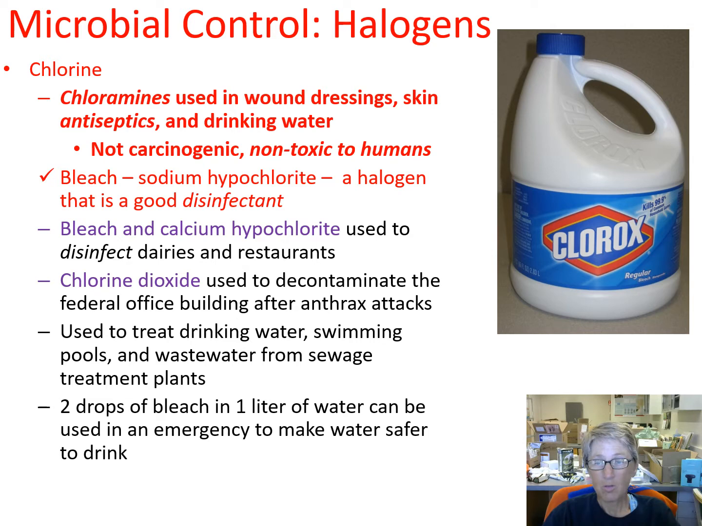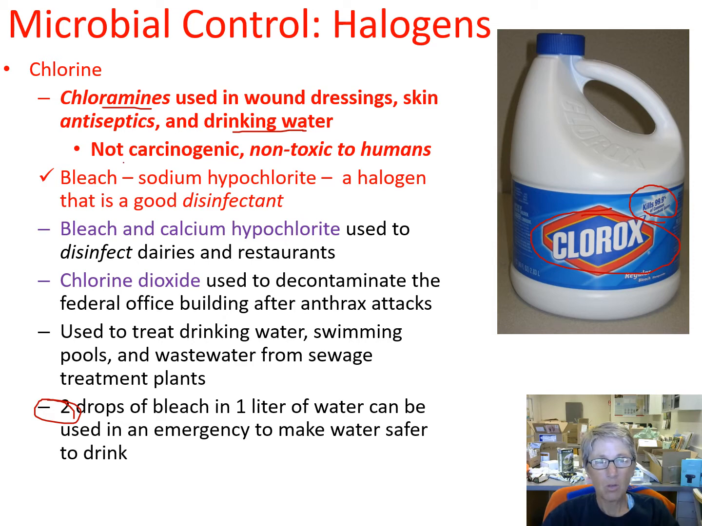More halogens, chlorine. So here's Clorox. It's got chlorine in it. It says kills 99.9%. So chlorine, chloramines are used in wound dressings, for skin antiseptics, and you can use it in drinking water. So it says down here, 2 drops of bleach in 1 liter of water can be used in an emergency to make the water safer to drink. Not ultimately safe, but safer.